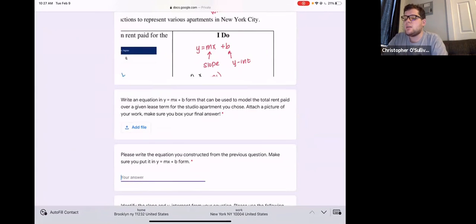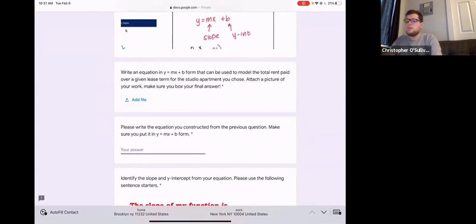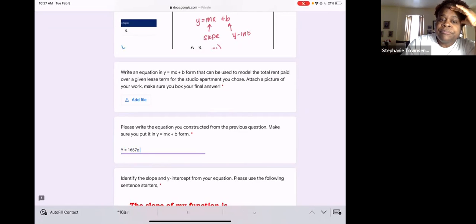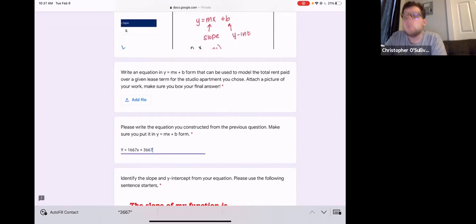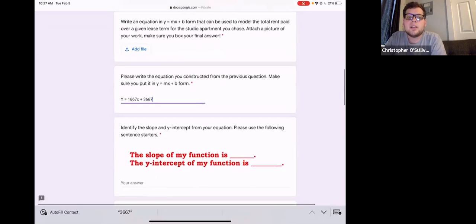Now it says, please write the equation you constructed from the previous question. But all we're gonna do is just write down the equation. So we're gonna write y equals 1,667x plus 3,667. That's the equation, right? Yep, that's it. Perfect.